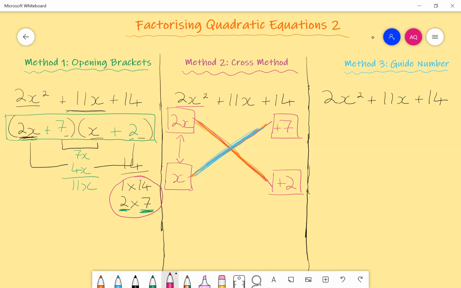And then just be careful when you write your answer, you don't actually go along the cross to write the final answer. You write it as the top pair together, 2x plus 7, and then the bottom pair. As I mentioned, it does not matter which bracket you put first.